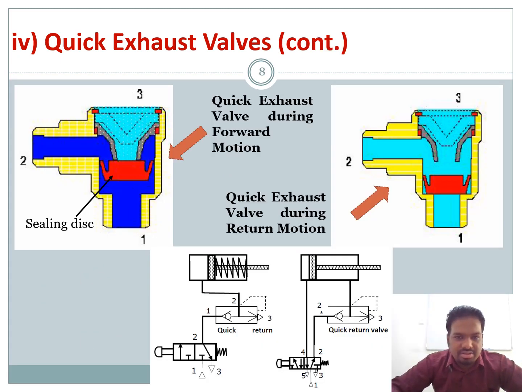Okay, so this is the operation. So the quick exhaust valve during forward operation, and also return motion. So this part will be moved downward because the air will be entering back from port 3. Okay, so it will be moved here and you will have additional airflow in order to extend faster. Okay, so you can see the video about the quick exhaust valve on the internet.